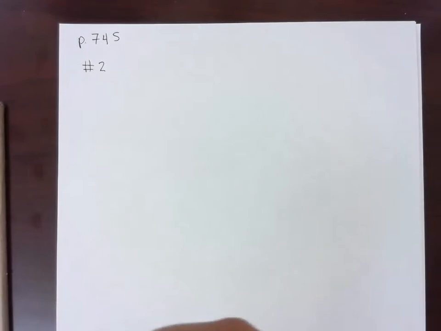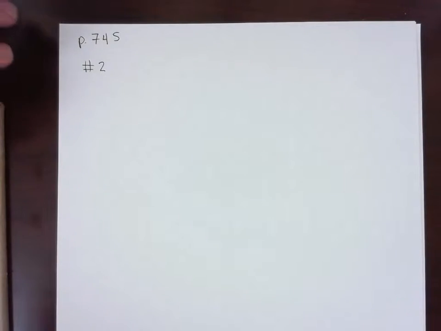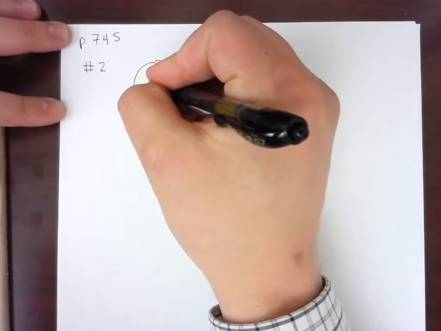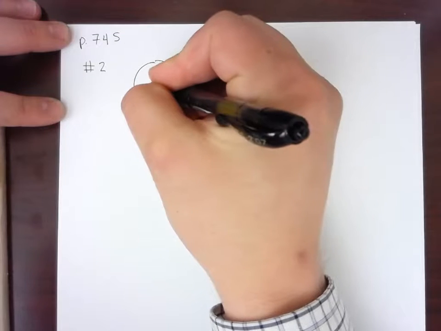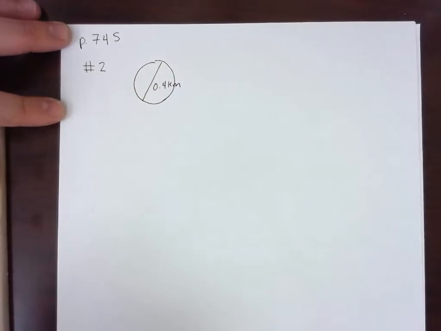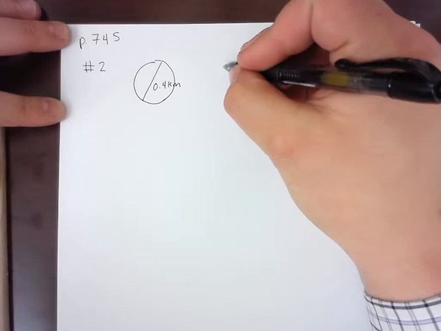Okay, so we're looking at number 2, and if you're looking on page 745, number 2, you've got a yellow circle that's circling around this neighborhood, and it gives you the diameter of 0.4 kilometers, or 4/10 of a kilometer. So it looks something like that, and it's showing the diameter, and it's telling you that it's 0.4 kilometers. Well, we're trying to find the area of this circle. And in order to do that, we're going to need to use our area formula for a circle.